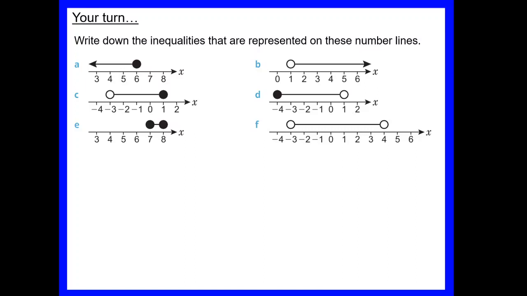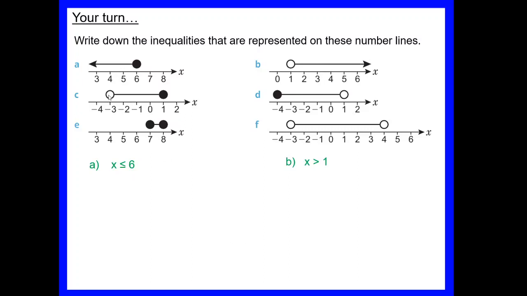Okay, so our first one then is a single inequality. So we can see that because we have an arrow rather than a line in the middle. So our letter is x. We've got it pointing to the left, so that's less than. It's filled in, so less than or equal to, and our number is 6. For B, another single one. So we're going to start with our letter x. Our arrow is pointing to the right, so that's greater than. It's not filled in, so just greater than, and our number is 1.